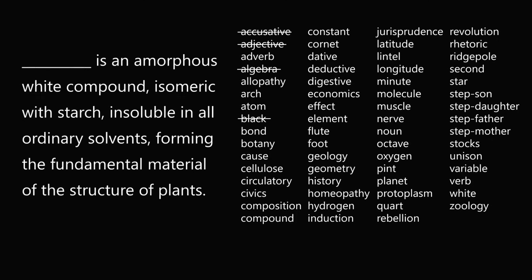Next question. Blank is an amorphous white compound, isomeric with starch, insoluble in all ordinary solvents, forming the fundamental material of the structure of plants. I didn't know the answer to this question. I also find it interesting that it's testing scientific knowledge. The correct answer is cellulose.